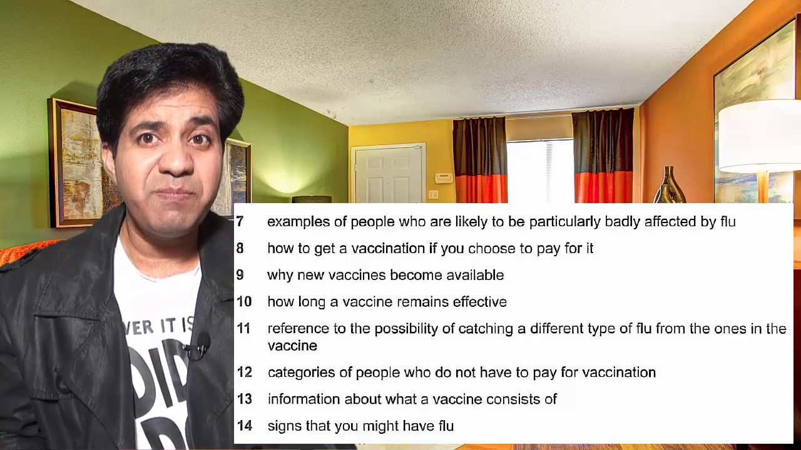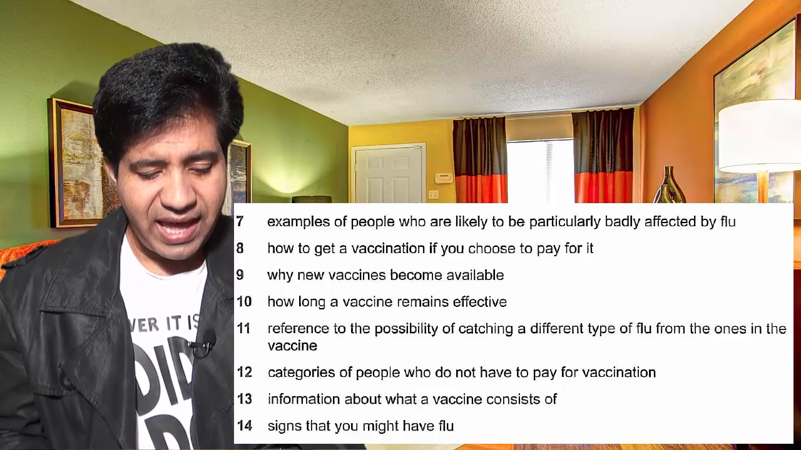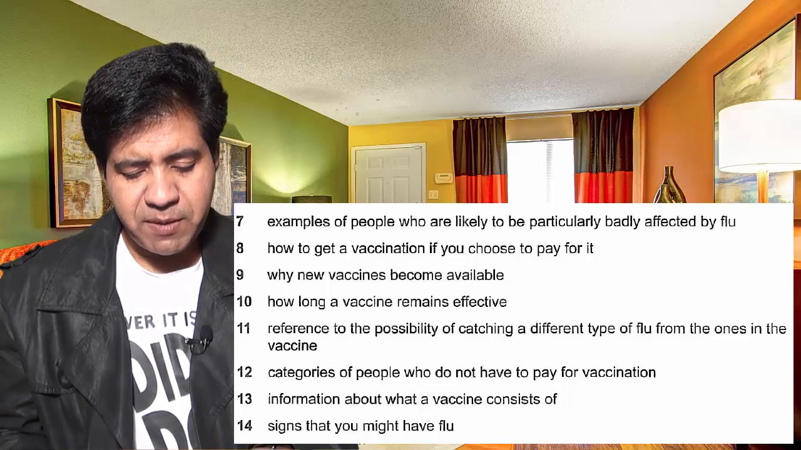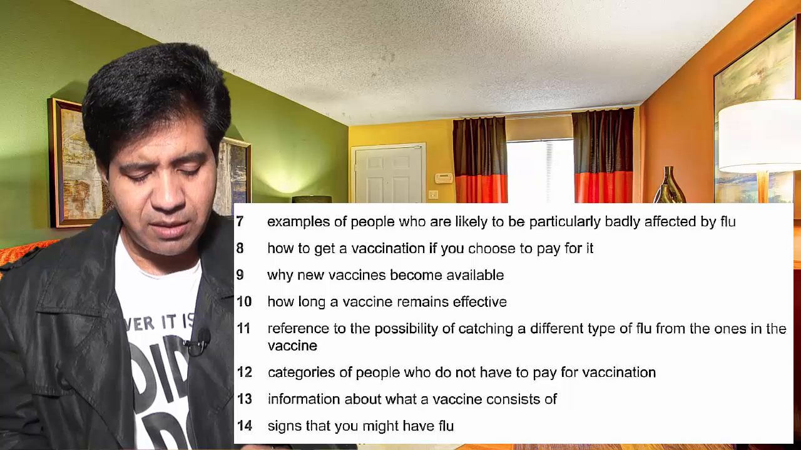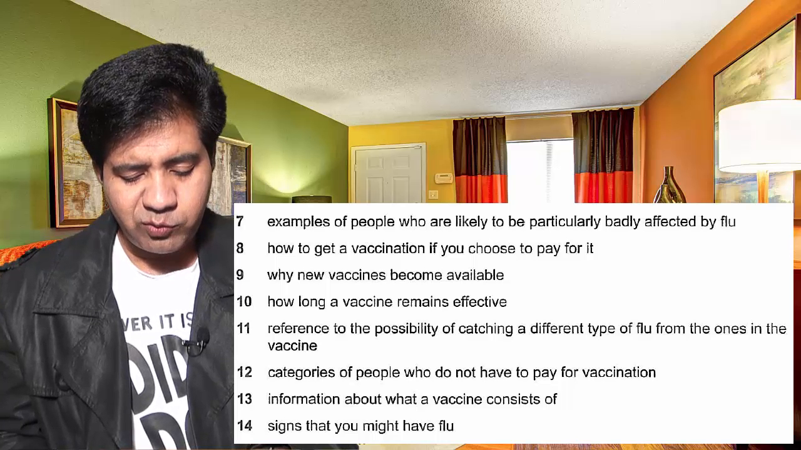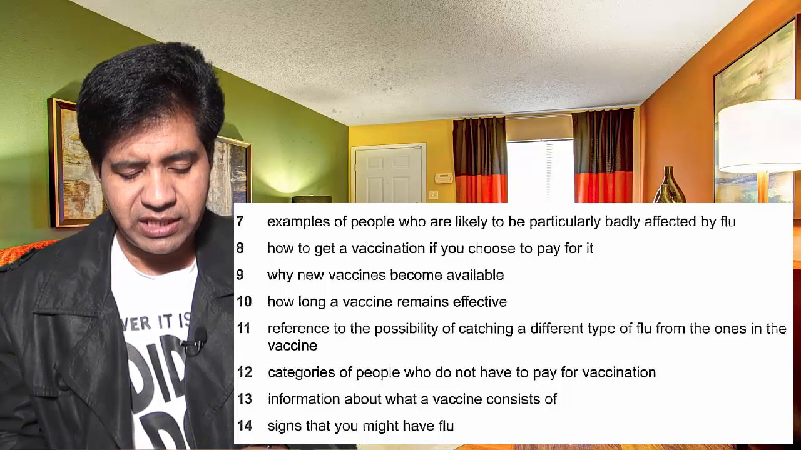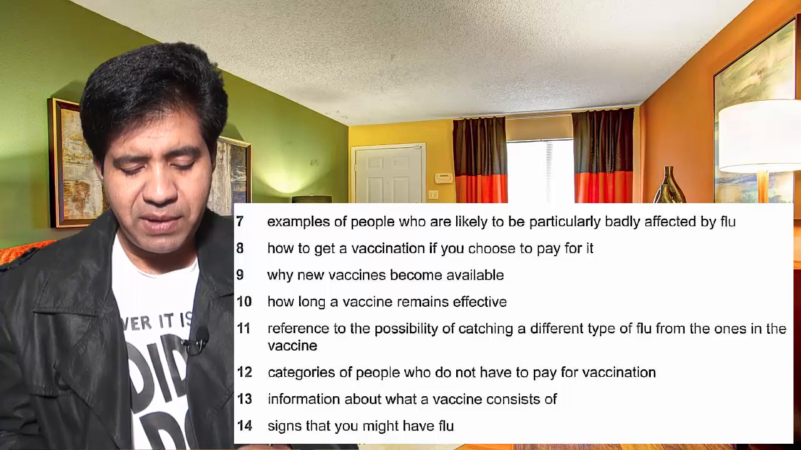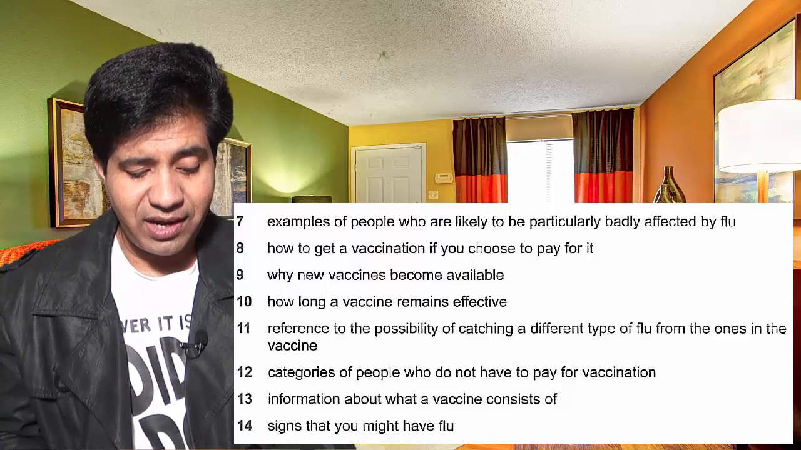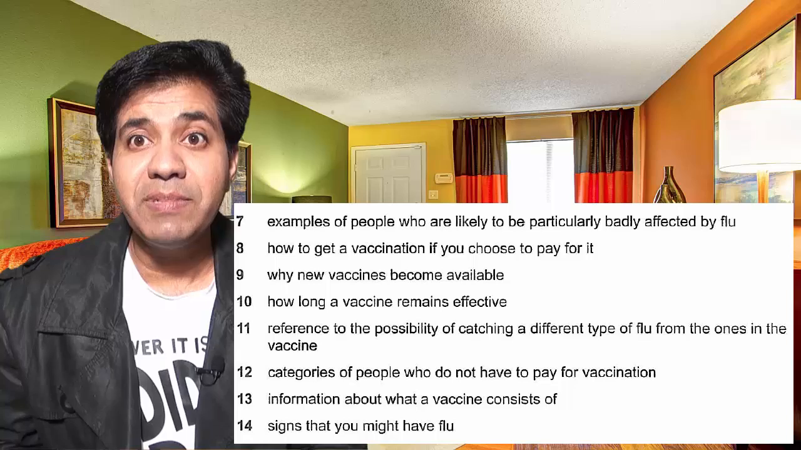I think this method is difficult, yeah? It's not that easy. Number 12, categories of people who do not have to pay for vaccine. Number 13, information about what a vaccine consists of. Number 14, signs that you might have flu. That's right, signs and symptoms.